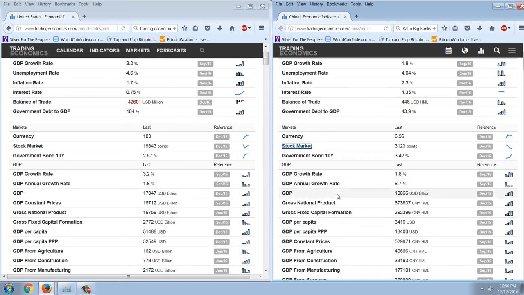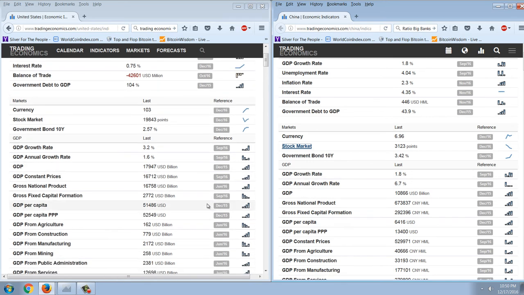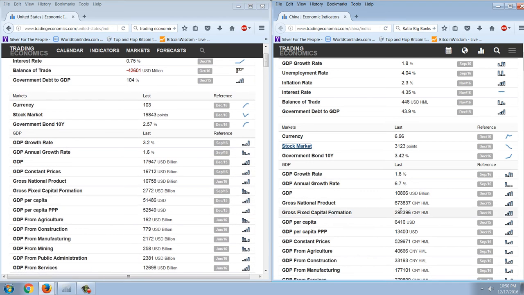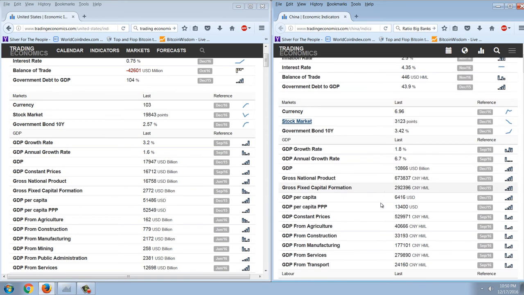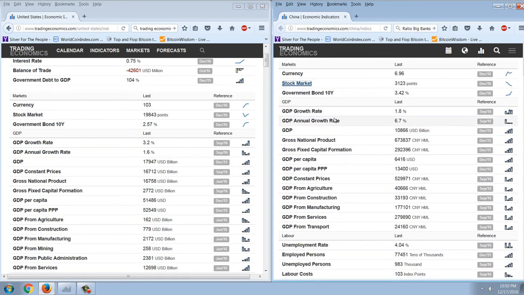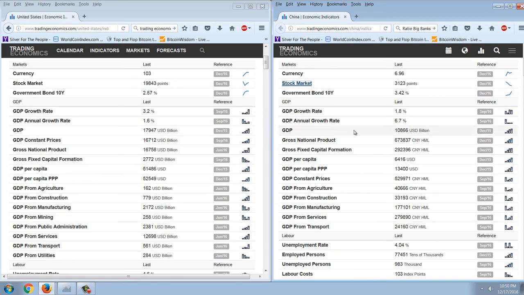The government bond 10-year rate, you can get 3.42% as opposed to the U.S., only 2.57%. GDP growth rate, I'm not going to look at that, but I'm going to look at the annual growth rate. Here's the one that gets reported the most here, and that's accurate because we know from the other numbers that China is rapidly gaining on the rest of the world.